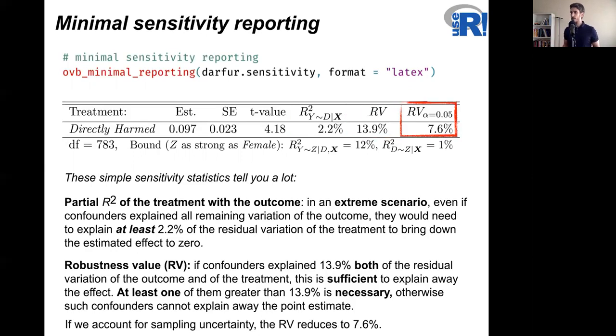And we can also compute robustness values that account for sampling uncertainty, and in this case, it would reduce to 7.6%. So note here that in this table, we already answered the first and second questions we had posed. These metrics quantify how strong confounders need to be in order to change our original conclusions.